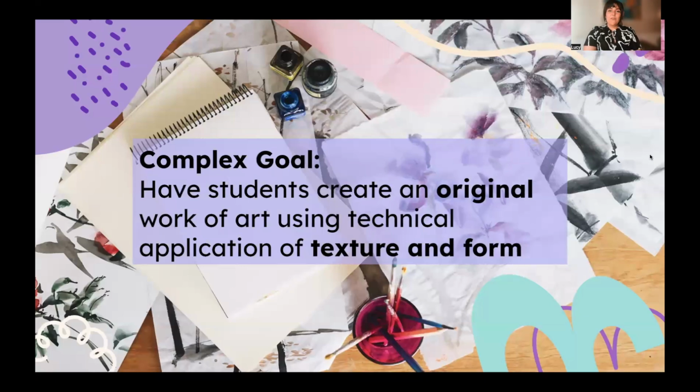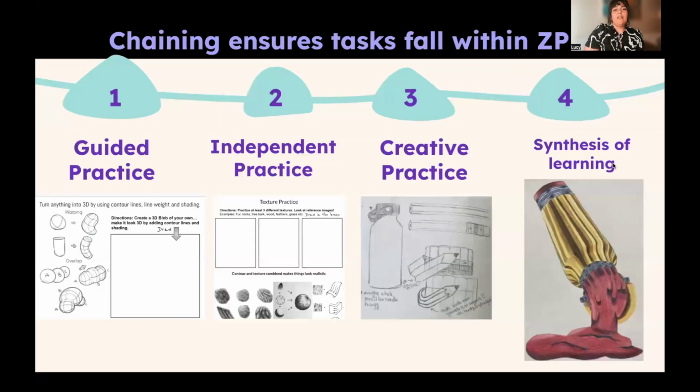So in this example of my instructional unit, I'm giving students a complex goal. It's a complex assignment. So the assignment, simply stated, is students will create an original work of art using technical application of texture and form. So I would begin this by structuring the assignment with chaining in mind. And this ensures students are given tasks that fall within the zone of proximal development leading up to their final project.